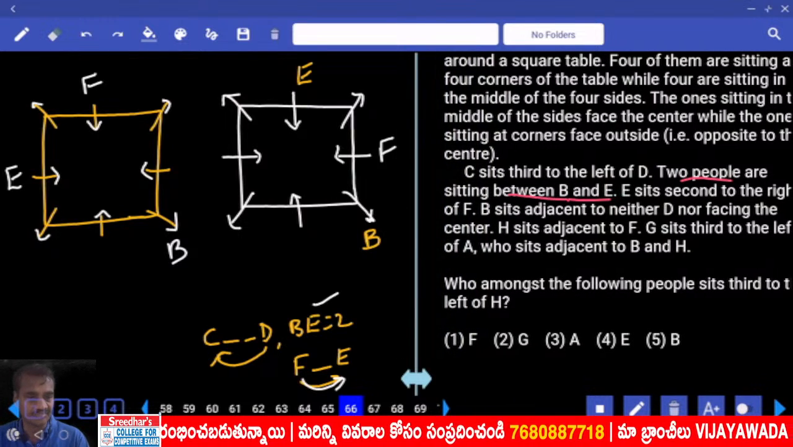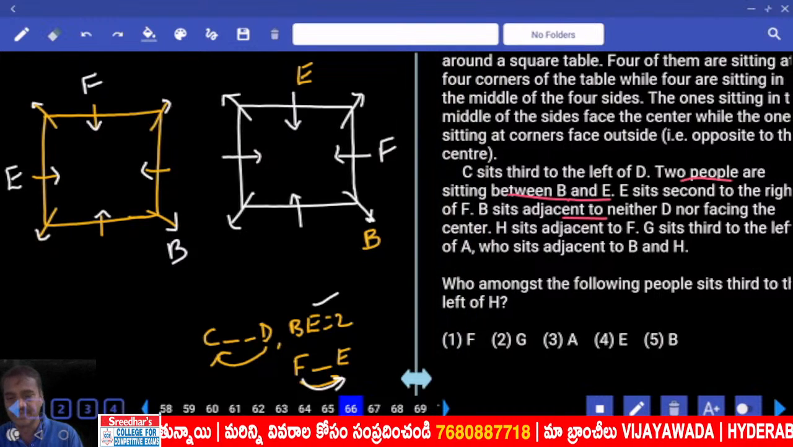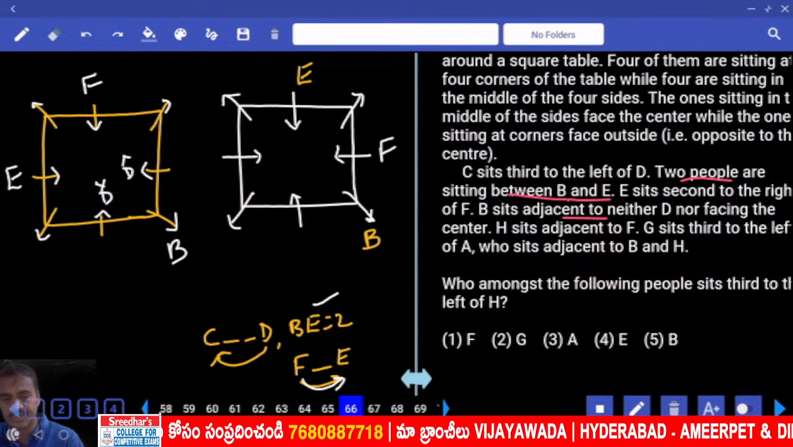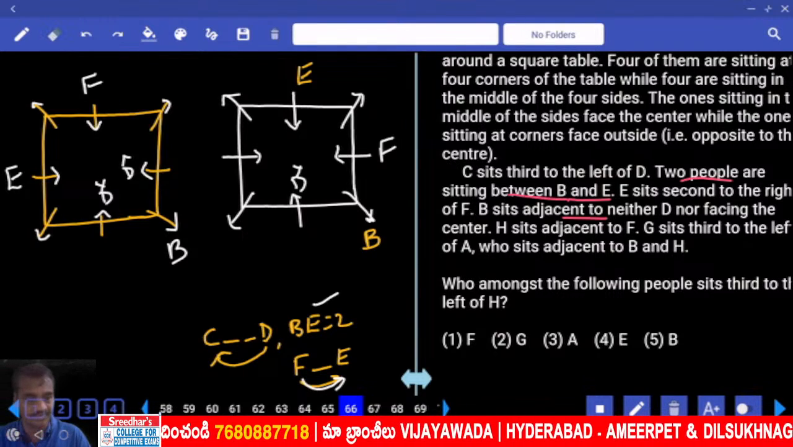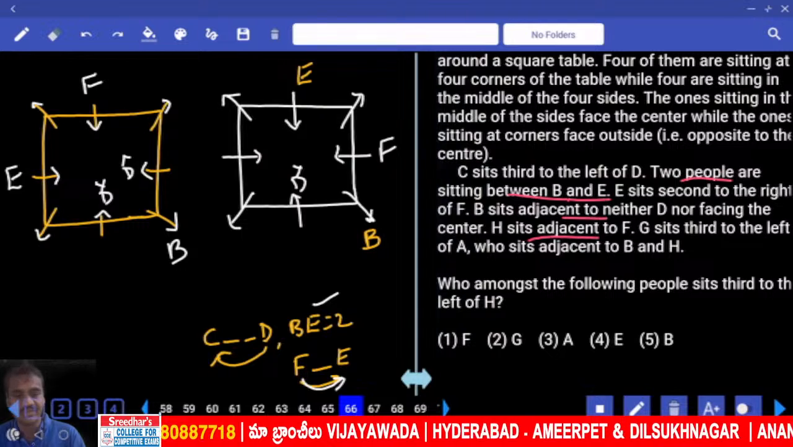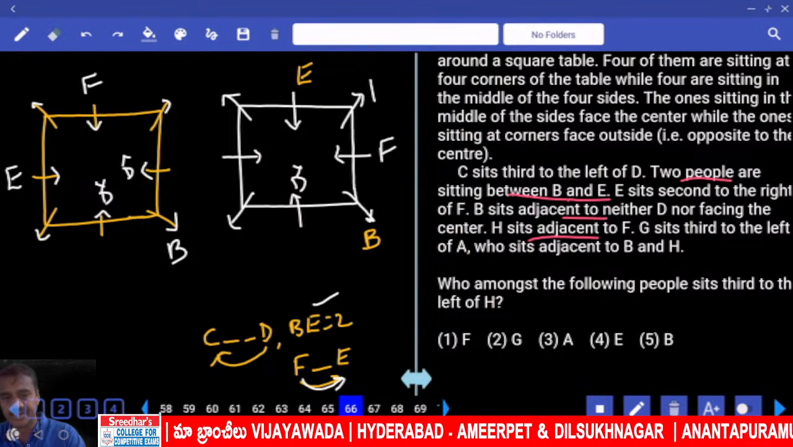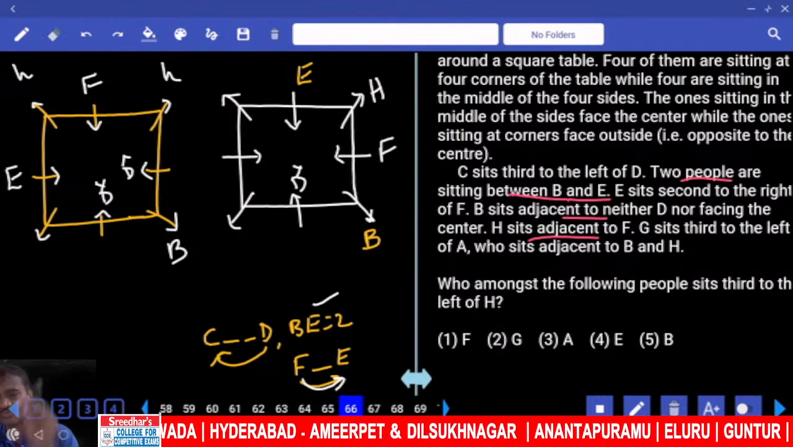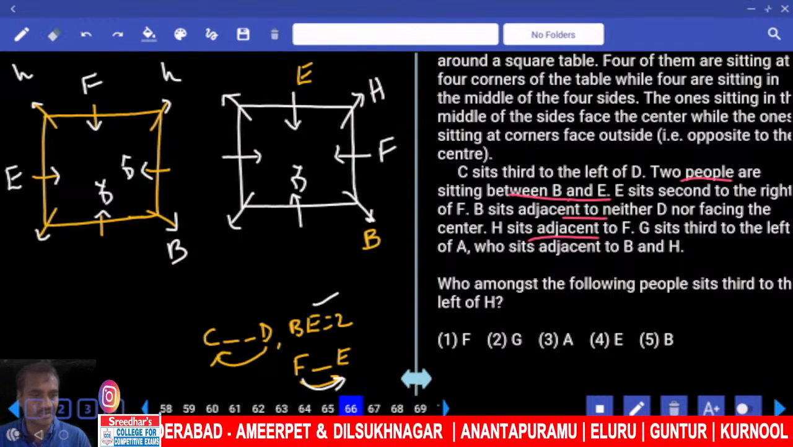Then B sits adjacent to neither D. B is not adjacent to D, so D cannot be here. And B is not adjacent to D and not facing the center. H is adjacent to F; H and F are adjacent to each other. Now there are 2 different possibilities for this H.